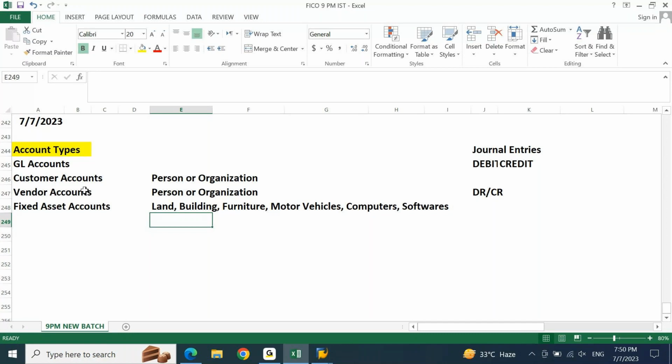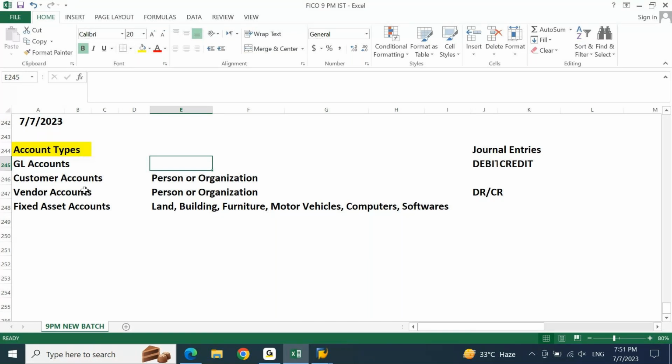Similarly, anything which is not the name of a person, not the name of an organization, and not part of this category, which is not land, building, furniture, motor vehicle, computer, software, licenses, etc., everything is called your GL account. Because GL is a huge list. You cannot say that only these kinds of things are GL accounts. A GL account can have n number of examples. If you talk about asset, liability, income, expense, you can keep writing a big list under GL accounts.